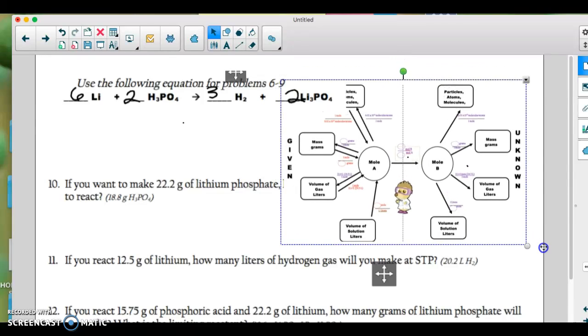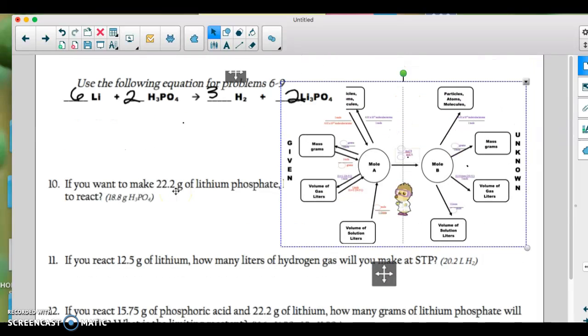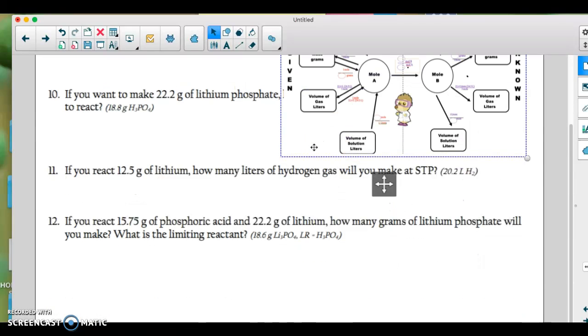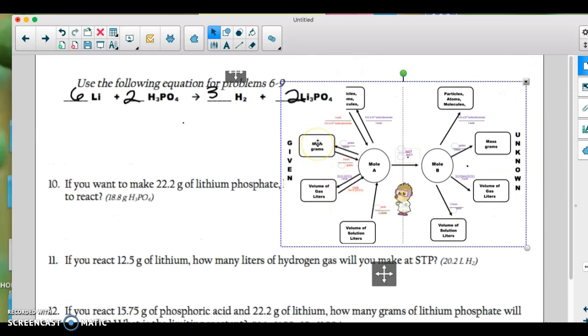So the problem is right here. We're going to start with grams of lithium, and that would be right here. And then we're going to calculate the liters of hydrogen. So we're going to have to take our grams of lithium to moles. Then we're going to do our mole and convert over to hydrogen, and then we're going to go down here. So this is the gas volume calculation.